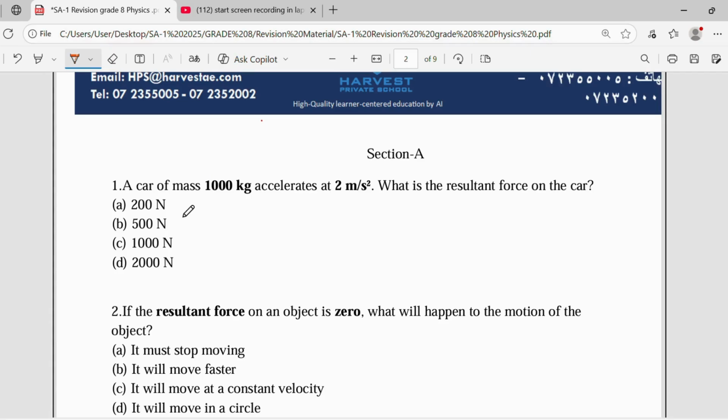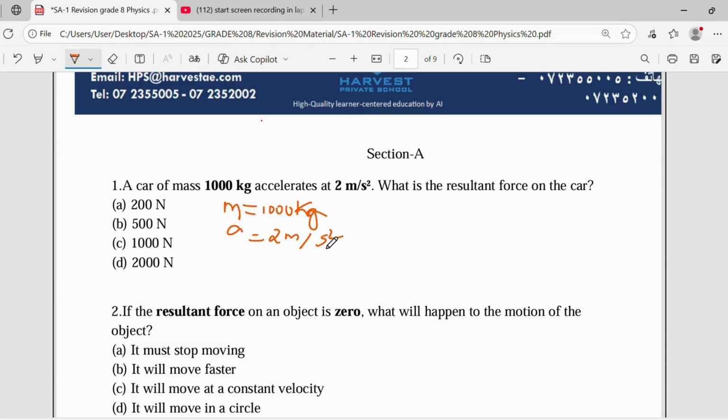Alright, a car of mass 1000 kg accelerates at 2 meters per second squared. What is the resultant force on the car? Okay, so first of all, we have to write down the given data. Here the mass is given, m equals 1000 kilograms, and next the acceleration is given. So acceleration a equals 2 meters per second squared.